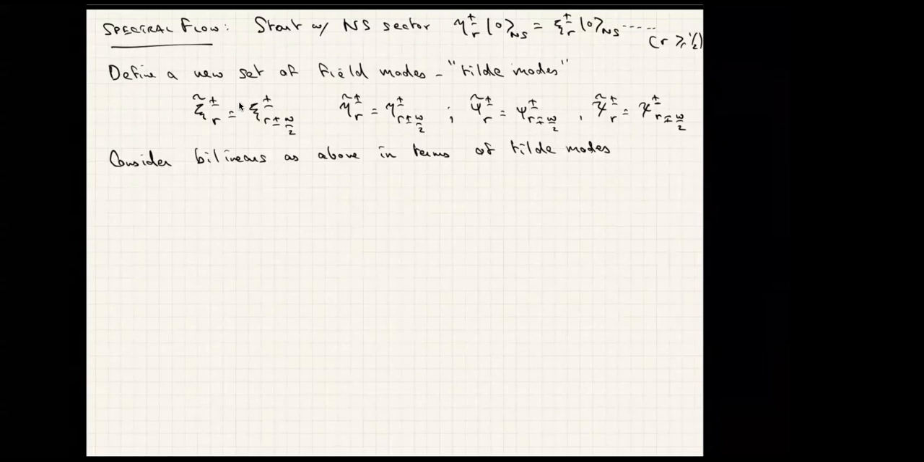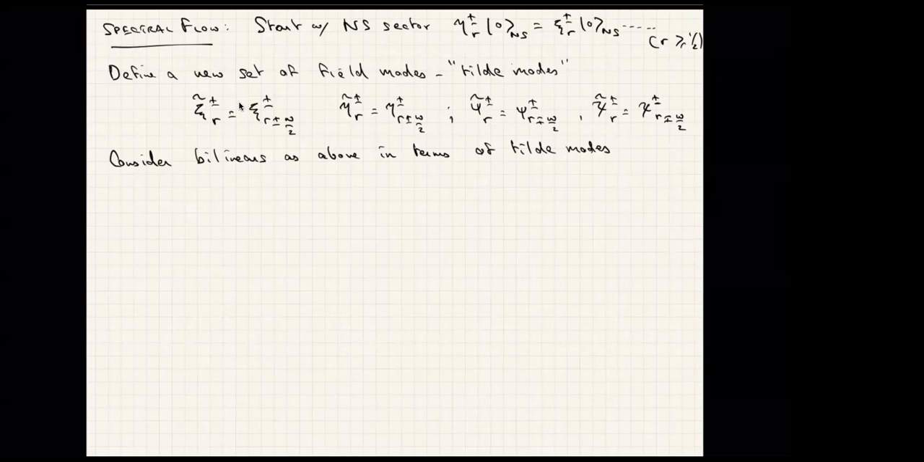Now these tilde fields, by the way, also obey the same commutation relations as the original fields, because you see that this psi plus is conjugate to eta minus, and one is shifted up by plus W by 2, and the other is shifted down by minus W by 2. So they still remain conjugate to each other, and they satisfy the canonical commutation relations.